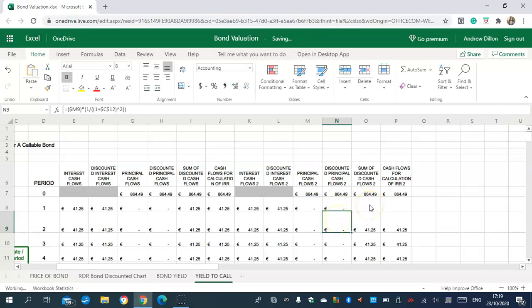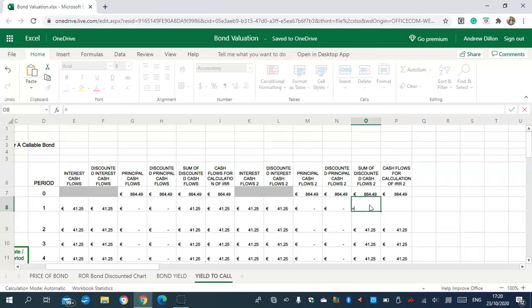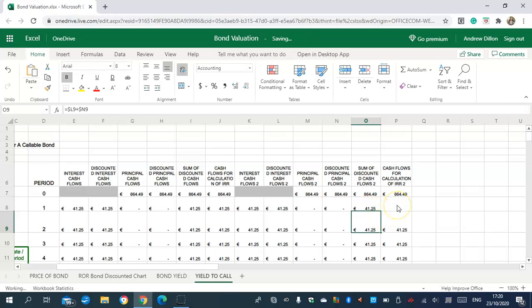Good. Sum up discounted cash flows number two. Cash flows for calculation, internal rate of return number two.